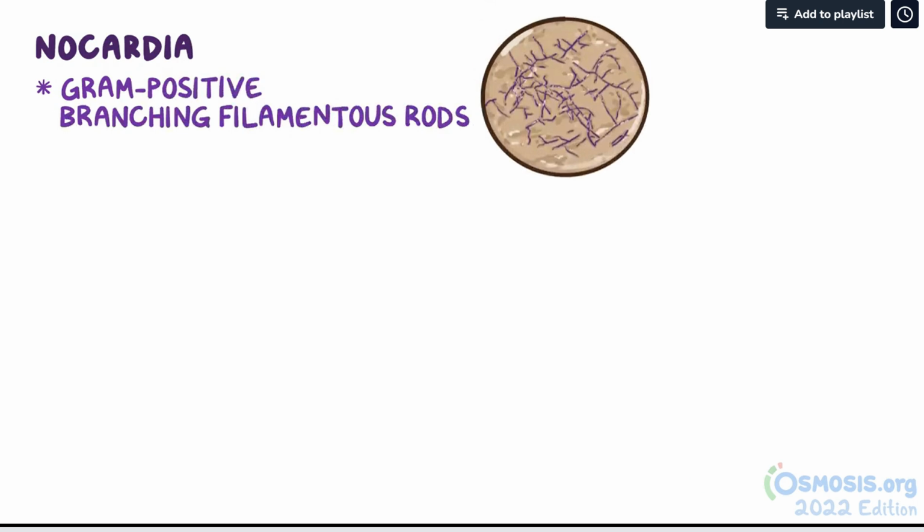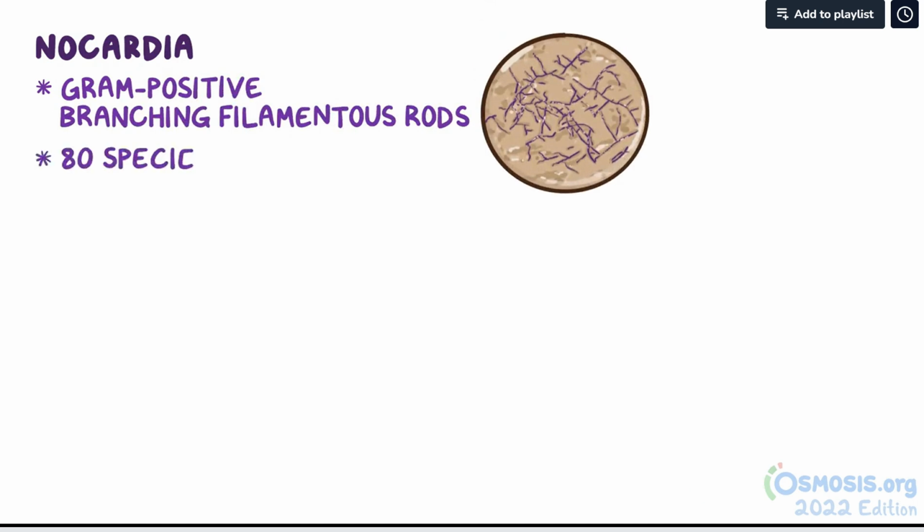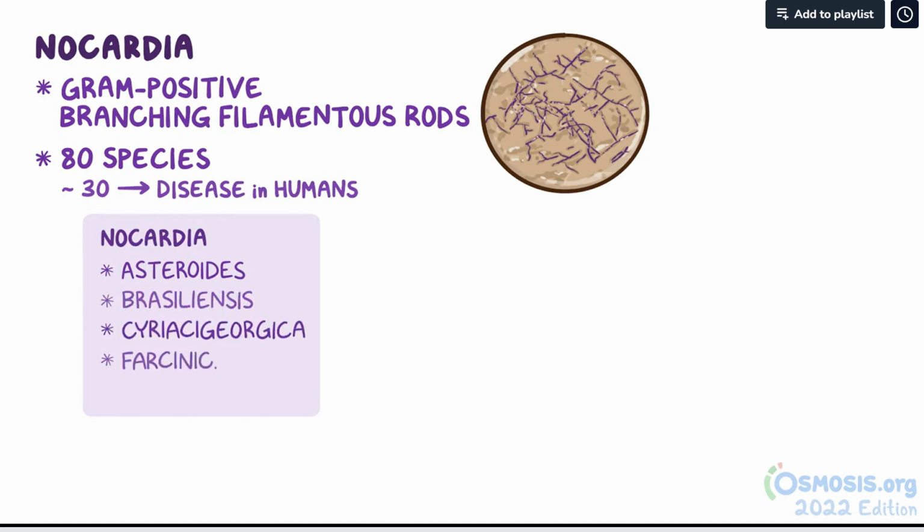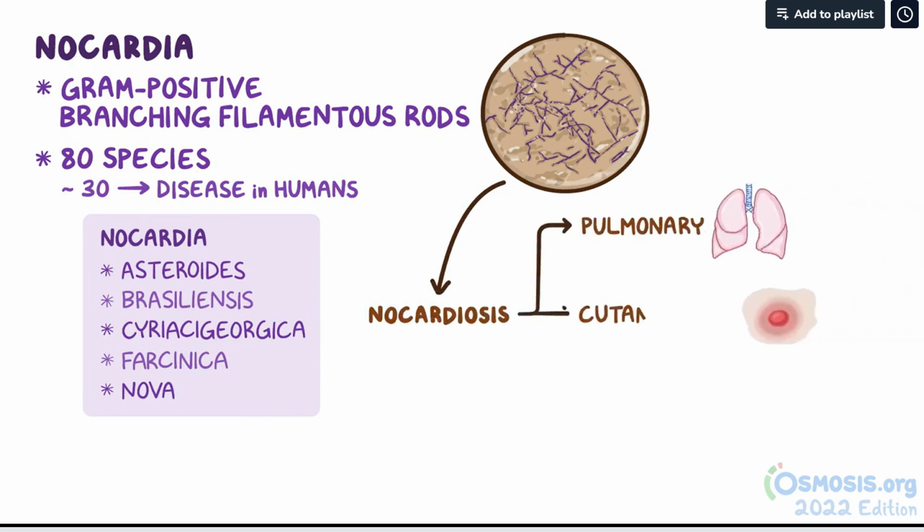Nocardia is a genus of gram-positive, branching filamentous rods that are often found in soil. There are over 80 species of Nocardia, and around 30 of them cause disease in humans. The most notable ones are Nocardia asteroides, Nocardia brasiliensis, Nocardia syriaca, Nocardia farcinica, and Nocardia nova. Nocardia causes a disease called nocardiosis, which has three major forms: pulmonary, cutaneous, and disseminated.